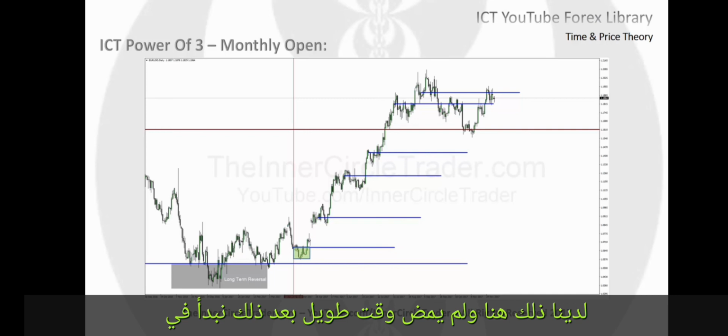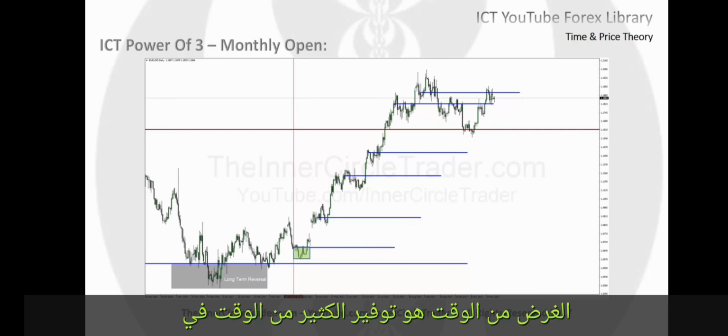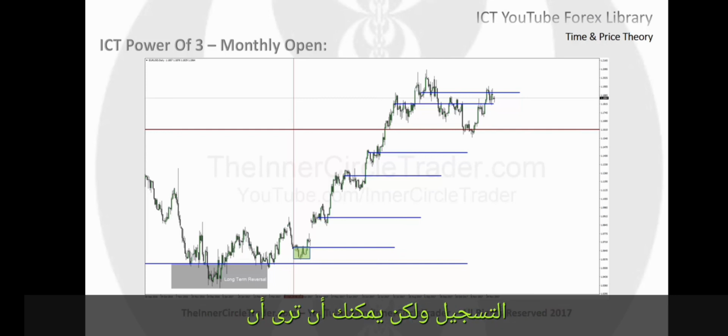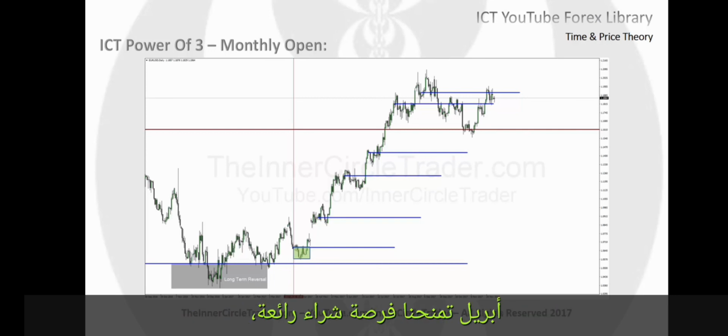And not too long after that, we start seeing price move higher. Obviously, I'm using this chart with the benefit of hindsight for time purposes to save a lot of time in the recording. But you can see that reference point there below the opening price of April gives us a nice buying opportunity. You can look at many instances of overlapping for optimal trade entry at that price point.